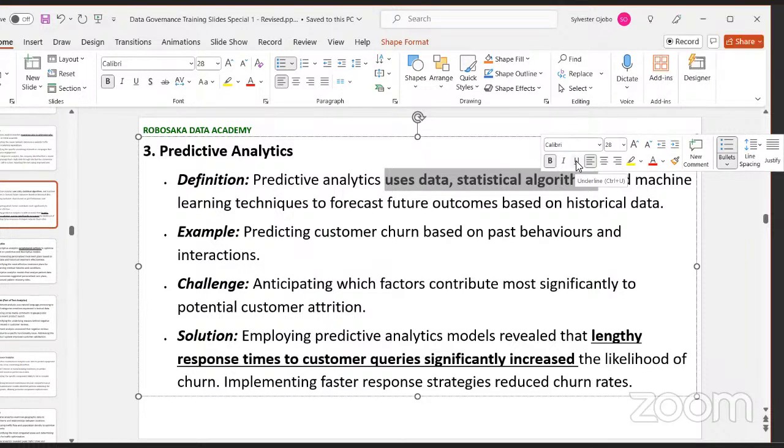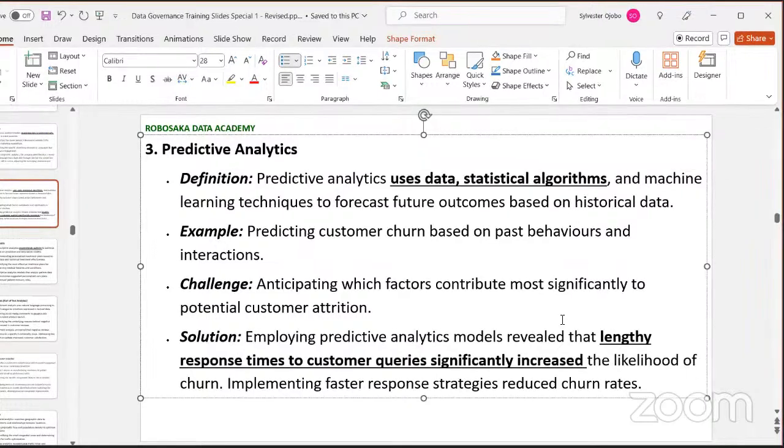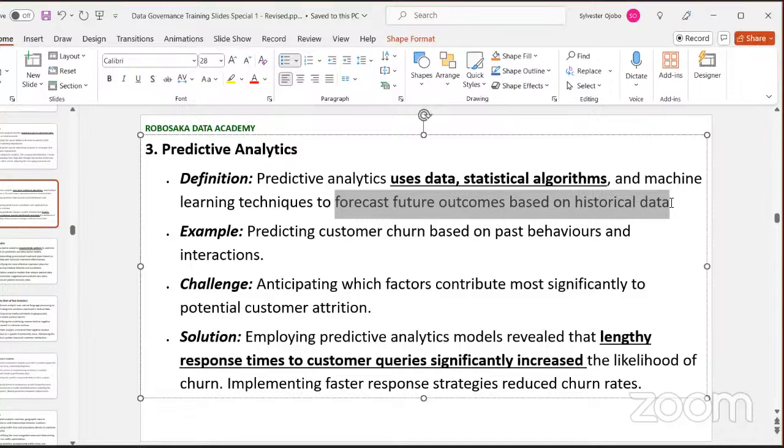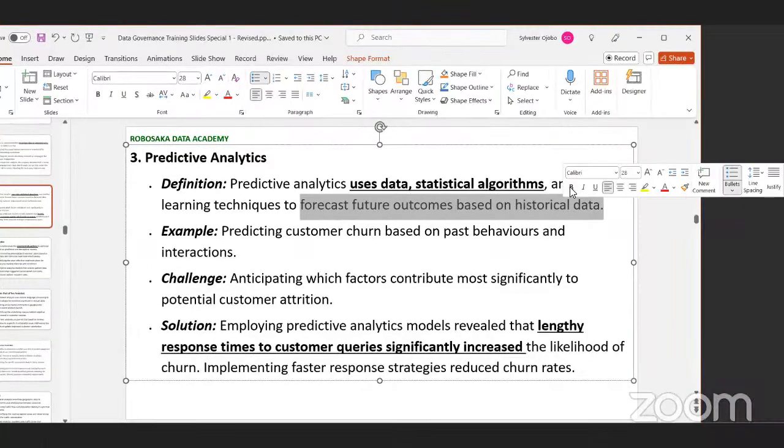Predictive analytics uses data, statistical algorithms, and machine learning techniques to forecast future outcomes based on historical data.